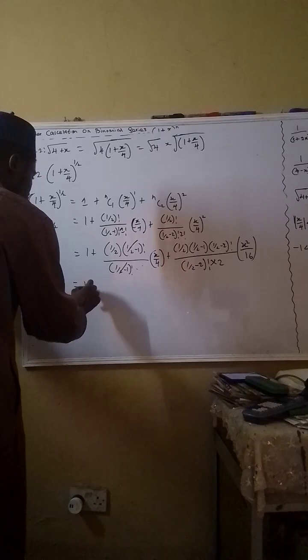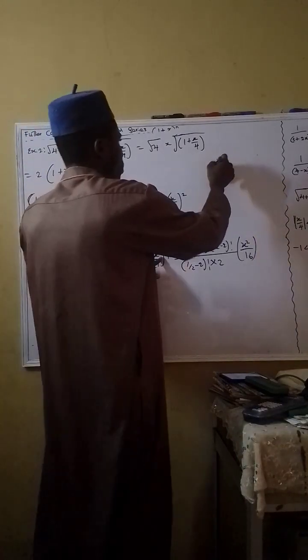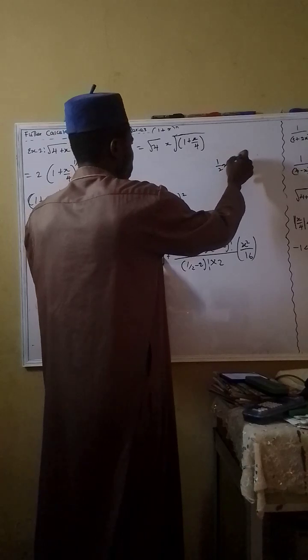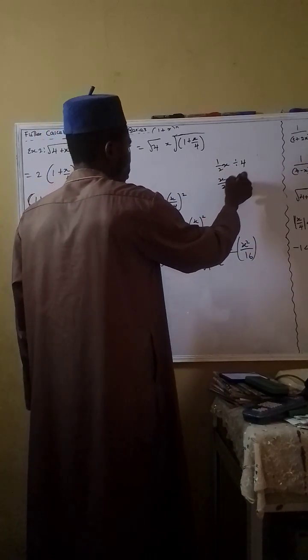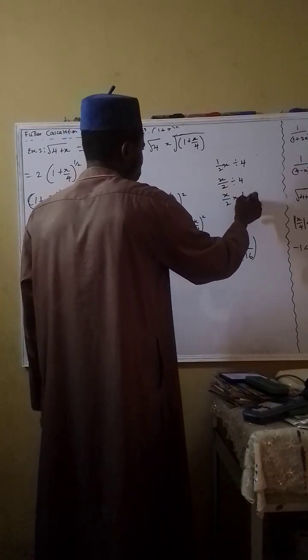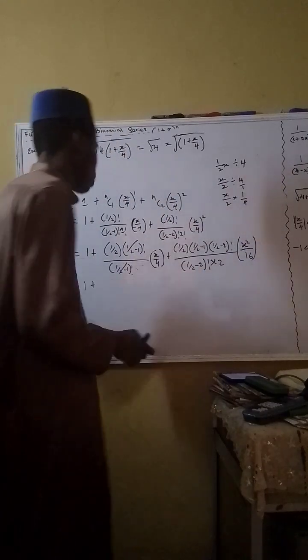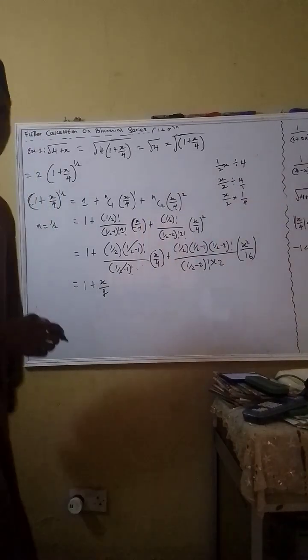This will be equals to 1 plus. So you have 1 over 2 times x, right? And that will give us 1 over 2x divided by 4. Don't forget, this is just like saying x over 2 divided by 4. And that will be x over 2 times 1 over 4. Law of fractions. So that will be plus x over 8. You get what I'm saying?